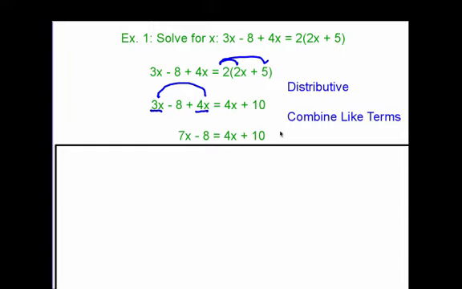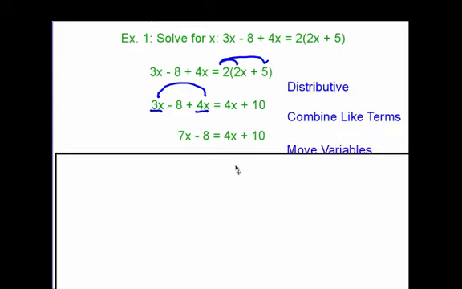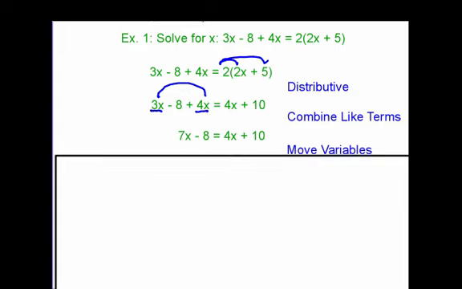Now I want to get all of my variables on one side, meaning I want to get all of my x's on one side for this equation. Well, the way we want to do that is we want to take our smaller number of variables, so my 4x, and move it over so that it's with my larger number of variables. So if this is a positive 4x, the only way for me to move that variable over to the other side is to subtract it from this side so that I get rid of it. Now remember, anything I do over here, I have to also do over here.